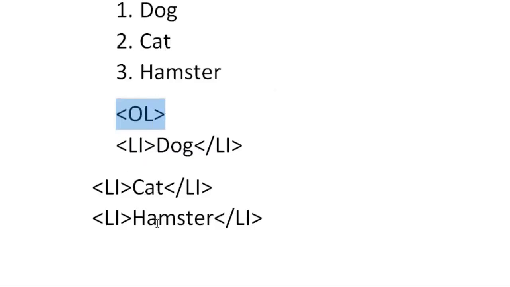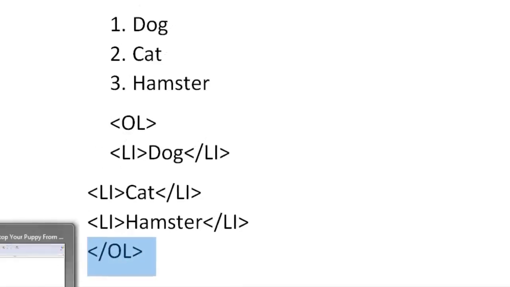We have the 3 items. And then, of course, right below that, we close the /OL, right? So that's basically how to create an ordered list. So once you have that concept and understanding of an unordered list and an ordered list, it's the same thing except for the open and close tags, or the main ones.